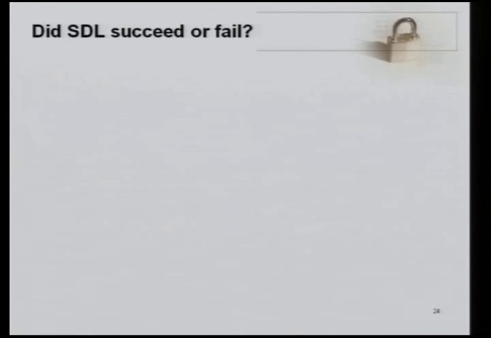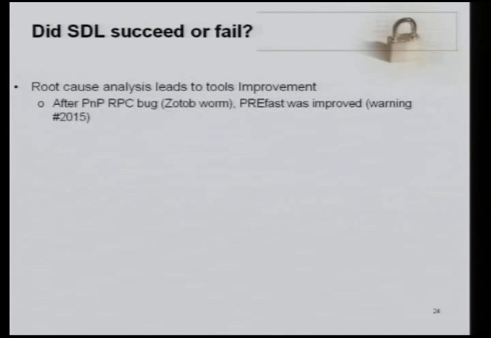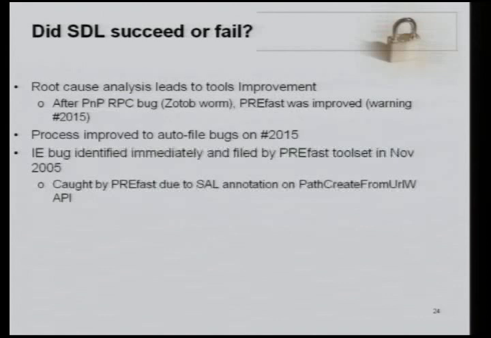So we look at this and we think, well, did SDL really succeed or fail in this case? If you walk backwards a little bit further, the first thing is, after the Zotob worm came out, that exploited a vulnerability in the PNP RPC interface, we looked at the coding construct used behind that particular vulnerability, and we realized our tools didn't find it. So we added that particular pattern to Prefast and said, now it'll emit warning number 2015 when you run that tool on the code base. We changed our process to actually auto-file bugs based on that warning number. That IE bug, because of the SAL annotation, was caught immediately, and if we hadn't SAL annotated all these different functions, we wouldn't have found this defect.